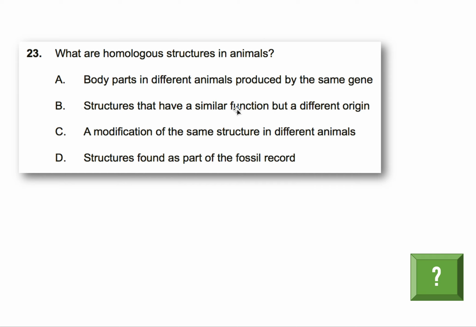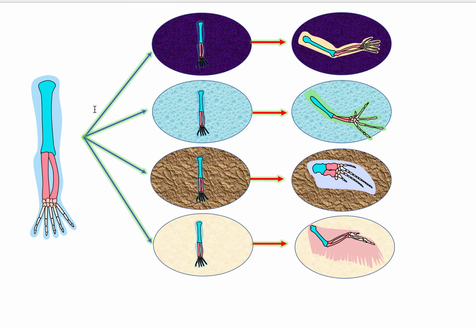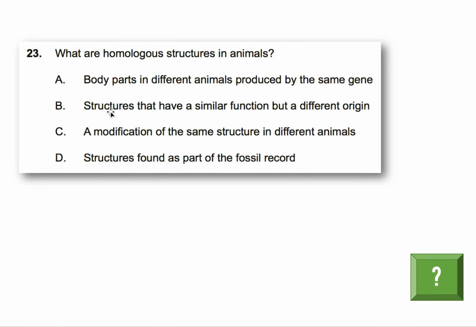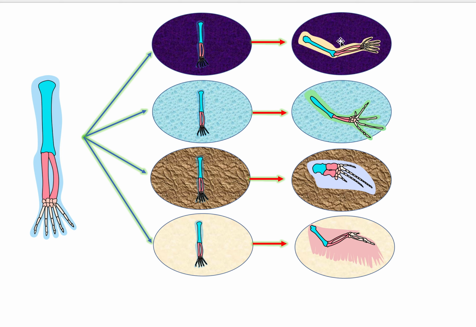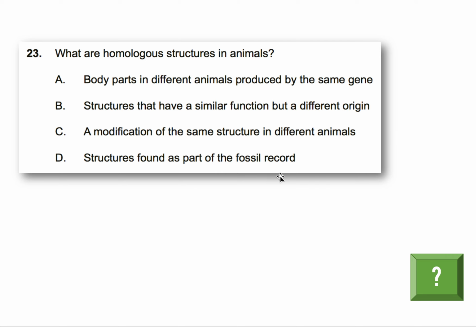B, structures that have a similar function but a different origin. Okay, so no, this is not true because the pentadactyl limb, the whole point is that it has a similar origin, but they end up having different functions depending on the environment that these creatures went to. So it's not going to be this one because they're saying similar function, but we know it's different function, but the same origin. So this is saying the exact opposite of what it should say. Okay, a modification of the same structure in different animals. So this sounds right. It's a modification of the same structure. They're all slightly modified from one another depending on the environment. Okay, so this is right. It's going to be C.